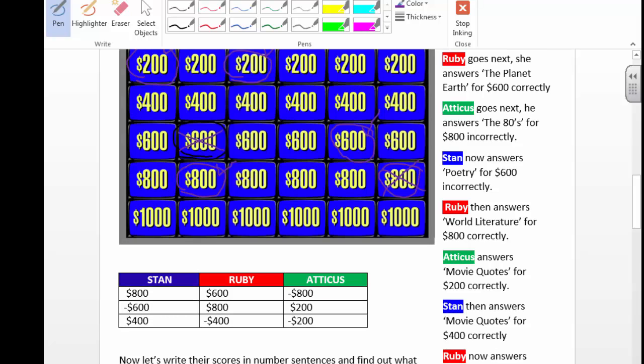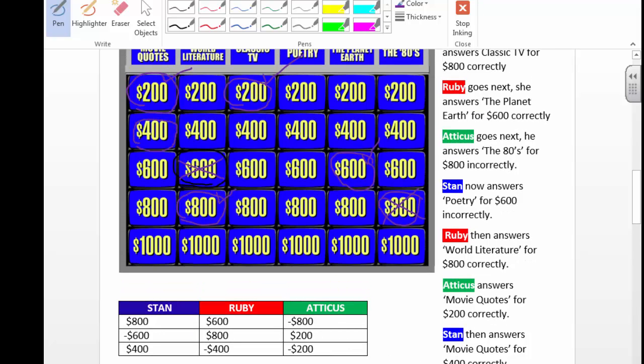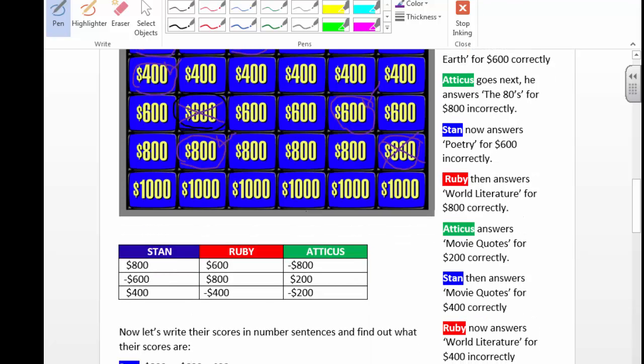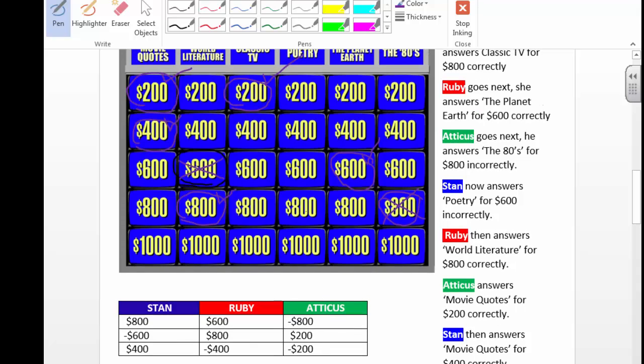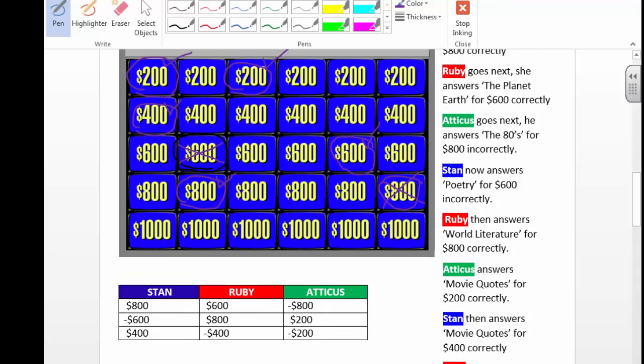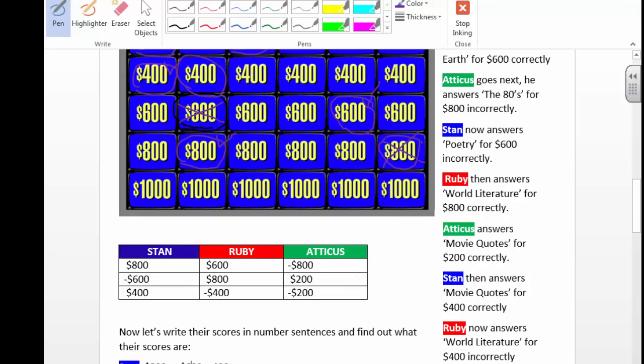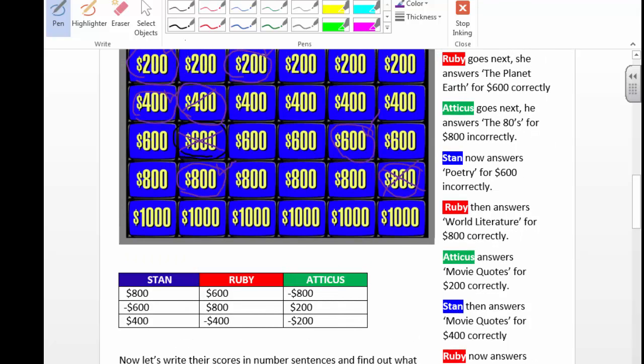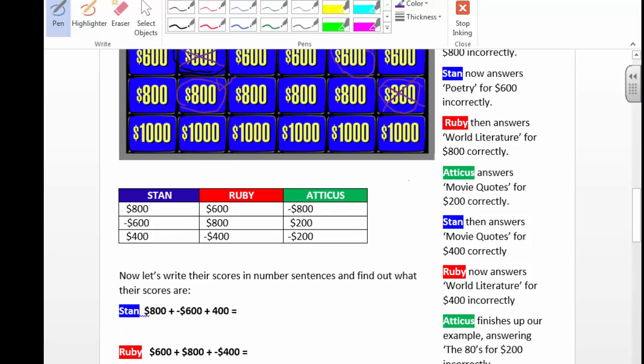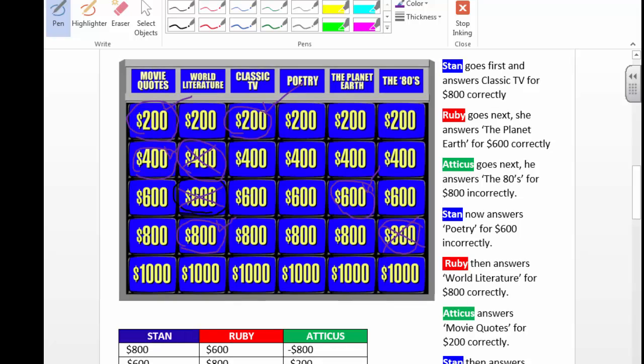Then Stan gets a final turn. He goes for movie quotes as well and he answers movie quotes for 400 and gets that correct. Way to go, Stan. Then Ruby takes her final turn and she goes for world literature and she answers the $400 answer, but she answers it incorrectly. Oh, Ruby, sorry about that. Okay, then Atticus is our final contestant to answer for our example, and he answers the 80s for 200, and he answers it incorrectly. Buzz.